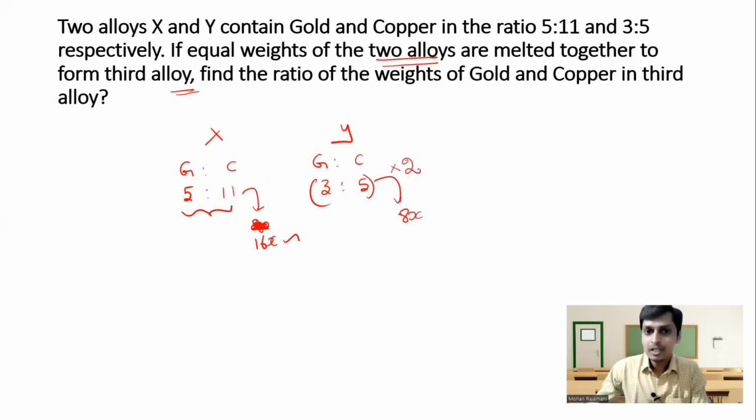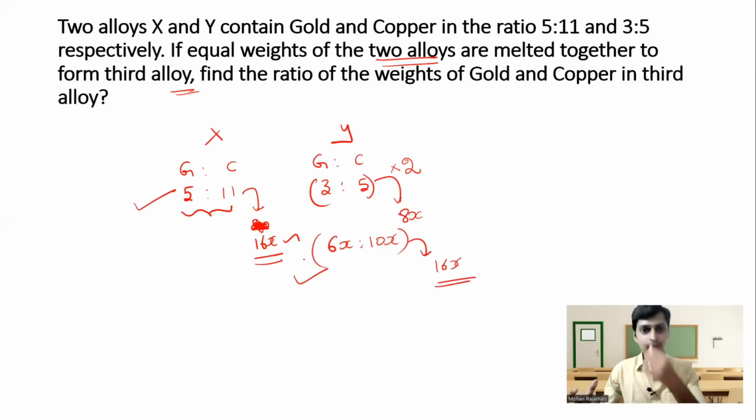So if you multiply this by 2, 3 into 2 is 6 parts. 5 into 2 is 10 parts. So totally you have how many parts now? 16 parts. Now, if you take 16 kilogram from alloy X, you have to take 16 kilogram from alloy Y. Now just add it, you will get the third alloy, right?